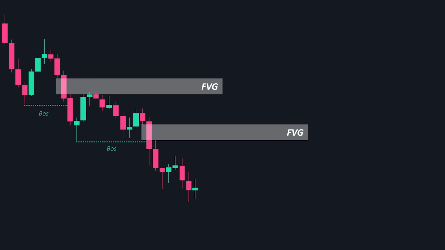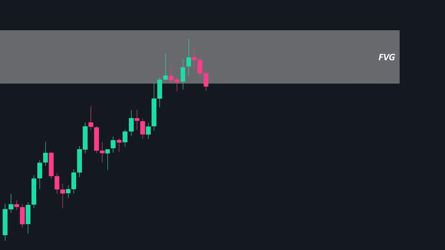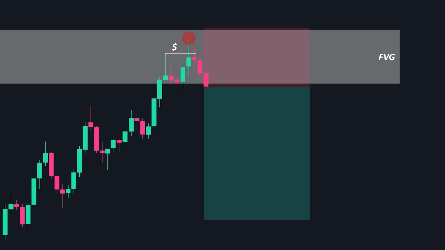Similarly, in a bearish setup, start on the higher time frame by confirming a downtrend with lower lows and lower highs. Then, mark the fair value gaps as potential supply zones. When the price pulls back into one of those gaps, switch to the lower time frame and look for a bearish liquidity grab above a recent high. Enter the trade after confirmation, place your stop loss above the liquidity grab, and aim for the next key level below.